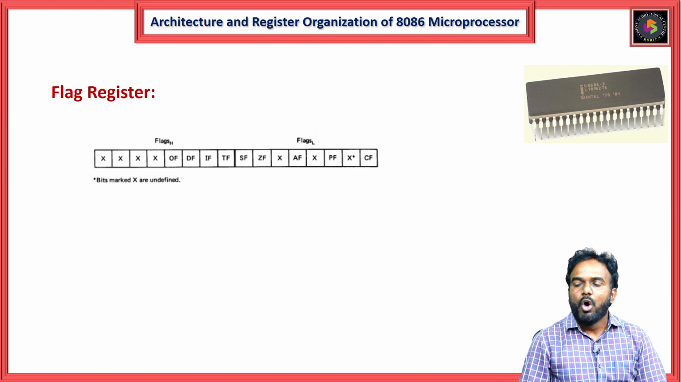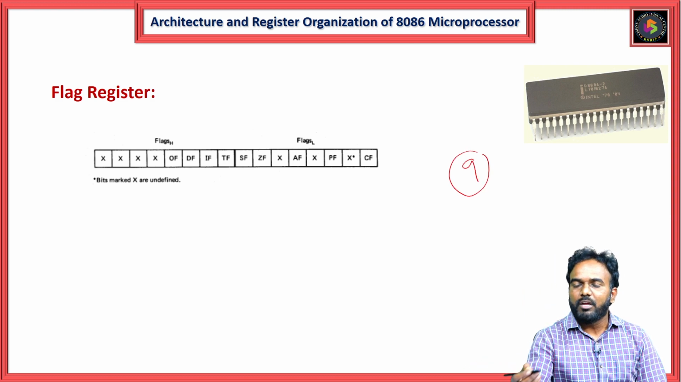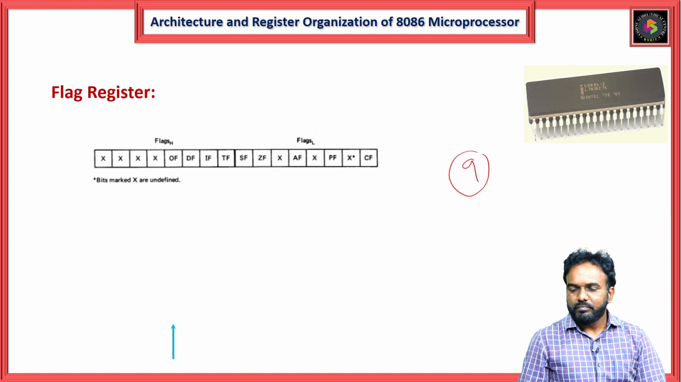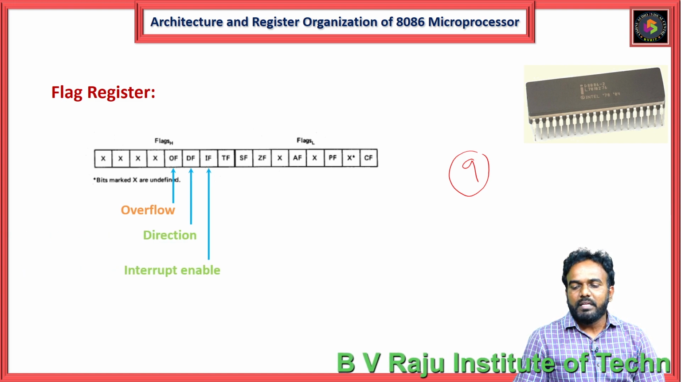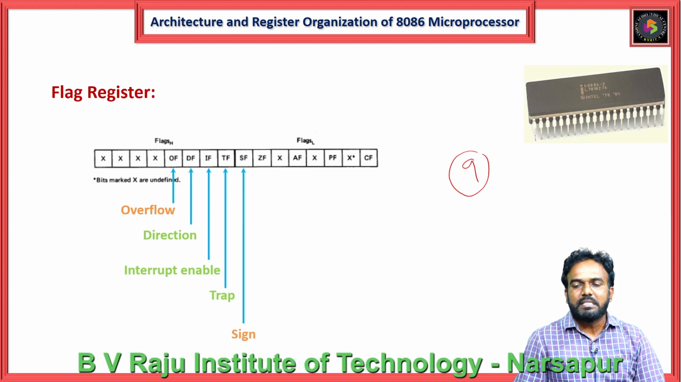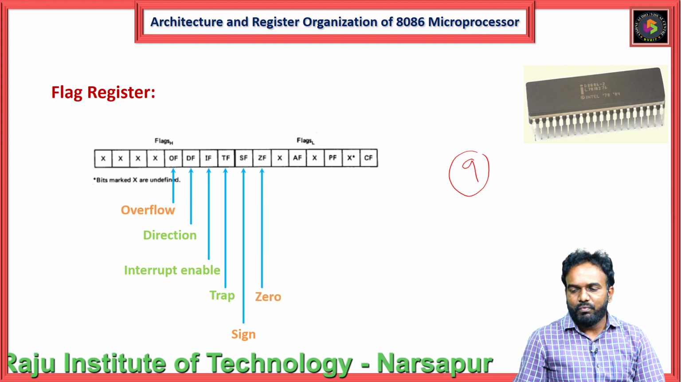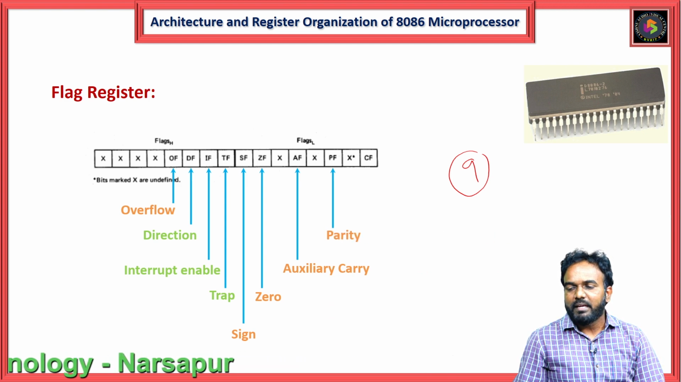Of these 16 bits, only 9 flag bits are defined. Only 9 flag bits are defined; all the remaining bits are undefined. Here I am going to show some of the defined flag bits. OF stands for overflow flag. Next, DF stands for direction flag. IF stands for interrupt enable flag. Next, TF is the trap flag, SF is the sign flag, ZF is the zero flag, AF is the auxiliary carry flag, PF is the parity flag, and CF is the carry flag.